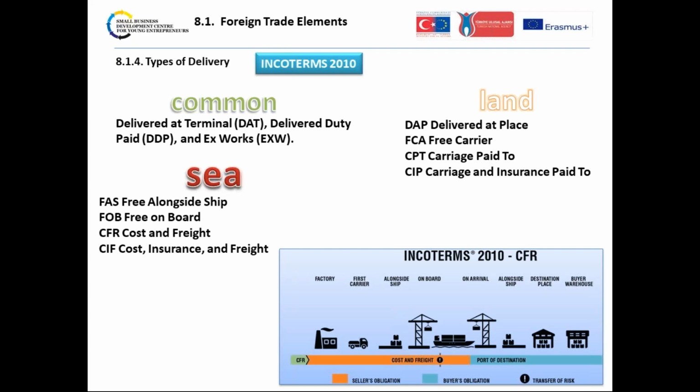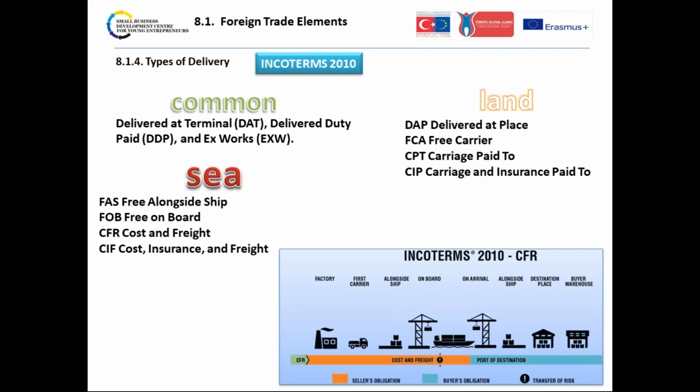So when we check the sea transportation delivery types, we say free alongside ship, free on board, cost and freight, cost, insurance, and freight. One of the most used in the world is within these types of delivery: free on board, cost and freight, and cost, insurance, and freight. I'm sure that you have heard at least once of CFR or CIF or FOB. These are very commonly used in the world, and if you want to make an export, you are going to use one of these types.